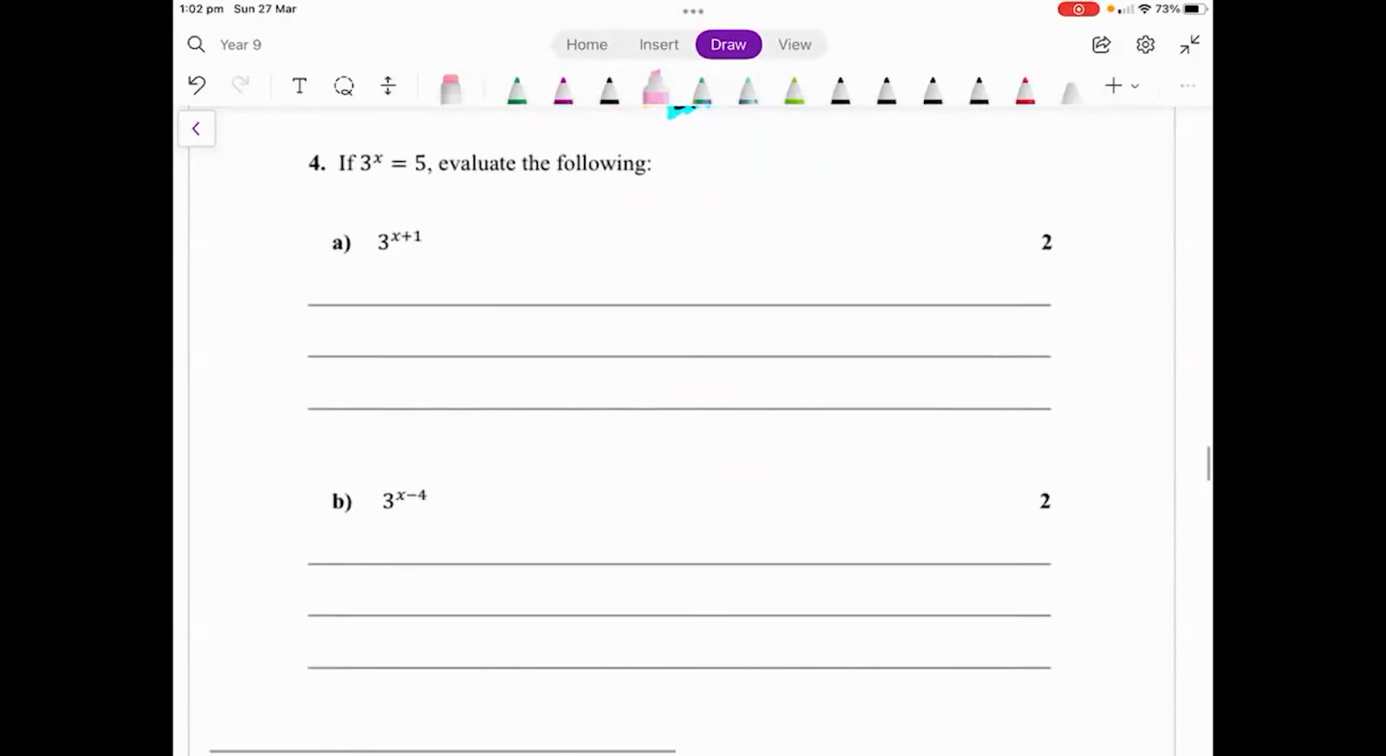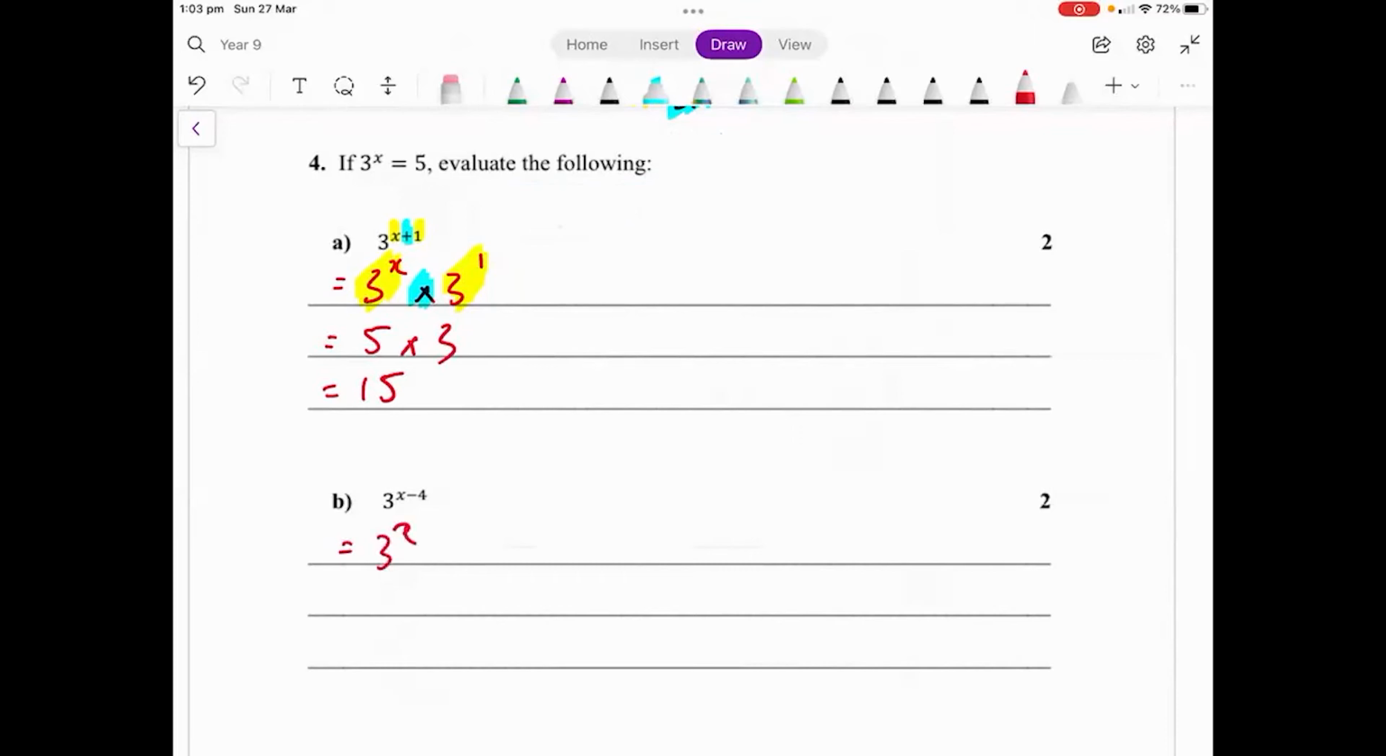Question 4 is a little tricky. We have to work backwards. When we see addition in the powers, that means it's a multiplication on the bases. So I write 3 to the power of x and 3 to the power of 1, and that plus in the powers means a multiplication of the bases. So I get 3 to the power of x times 3 to the power of 1, and the question says I can replace 3 to the power of x with 5, so that becomes 5 times 3, which is 15.